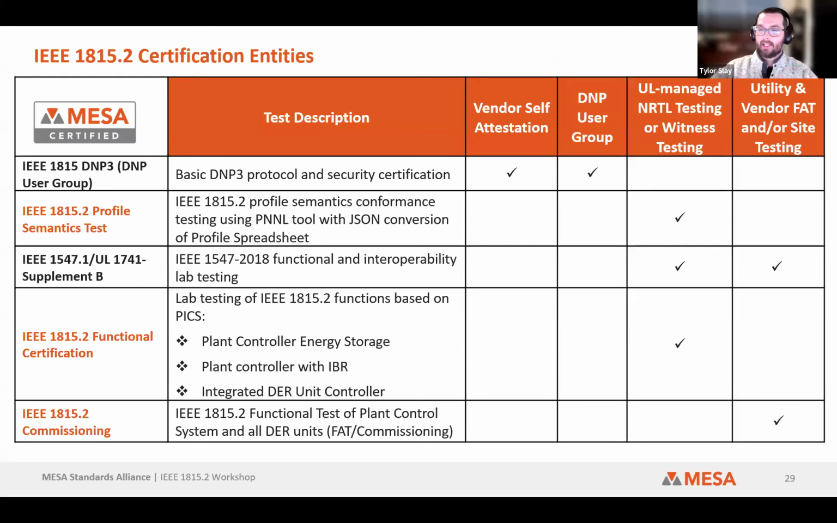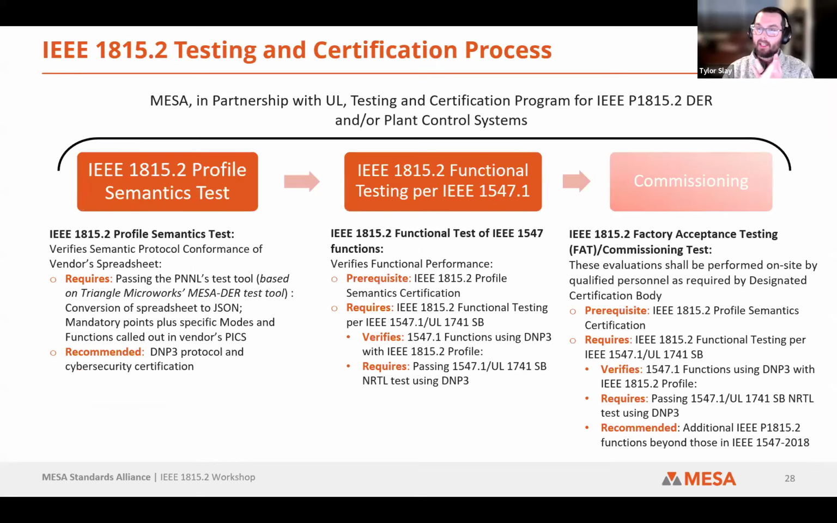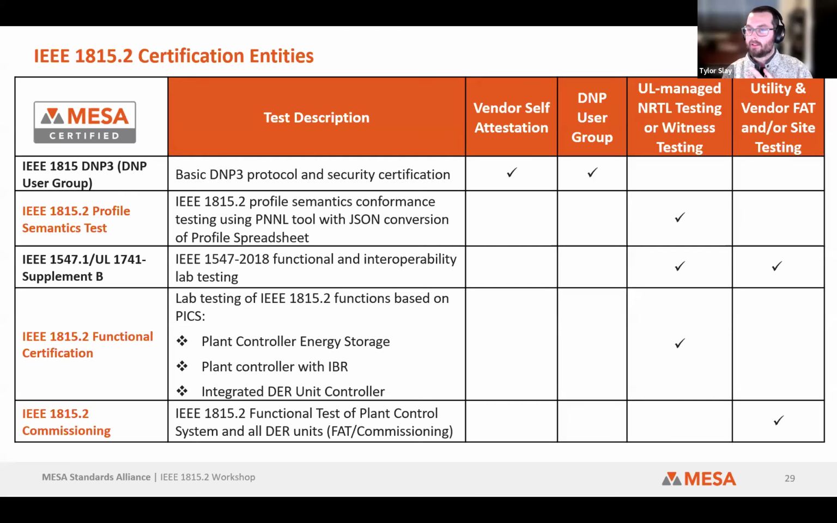And this is an overview of all the certification entities. At the very top, we have the DNP3 user group. They cover the DNP3 protocol itself and its security specifications, SAV5 and soon to be SAV6 once that gets released by the user group.